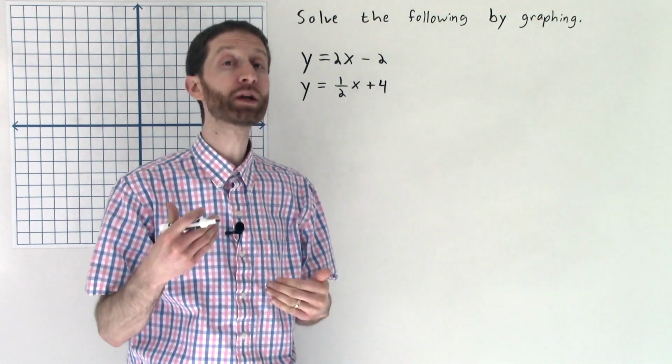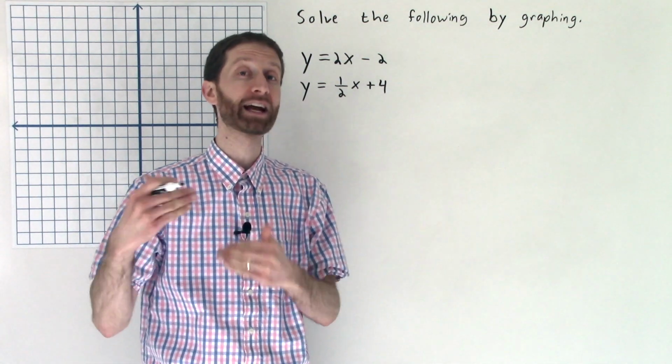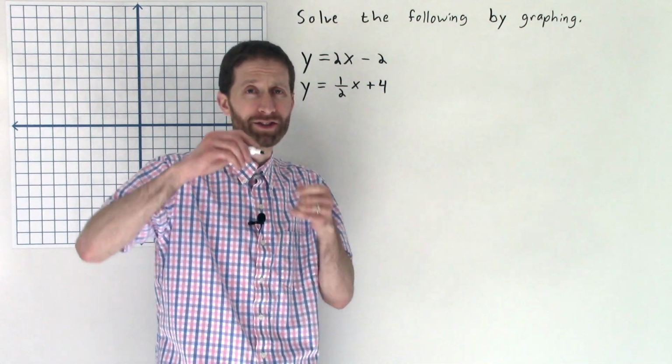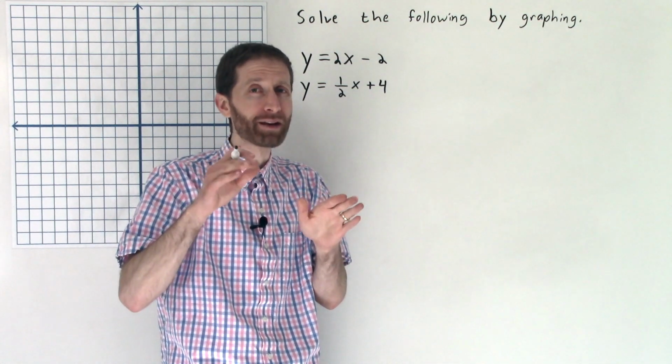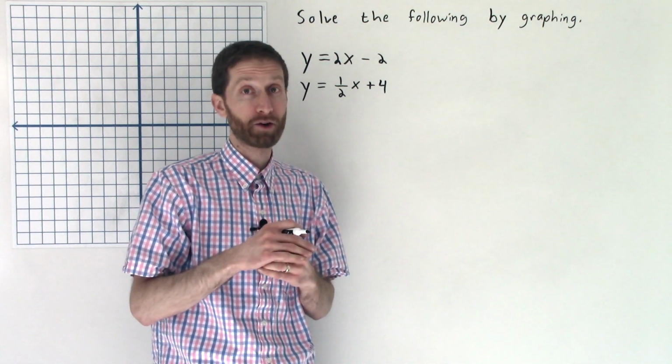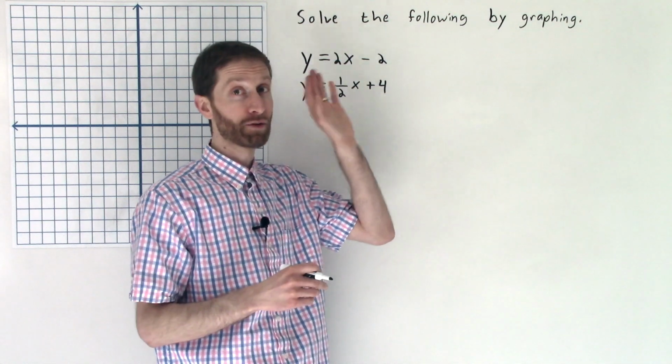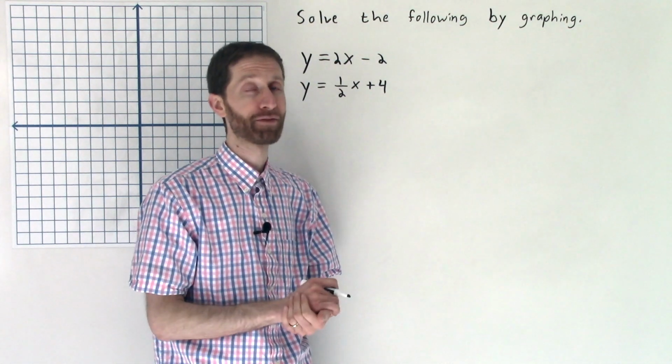That's actually one of the weaknesses of using graphing as the technique for solving a system of linear equations: there's a little bit of error. If our line's off by even just a little bit, our intersection point might not be accurate. So there are other ways to solve systems of linear equations, either in future math classes or in future math videos.